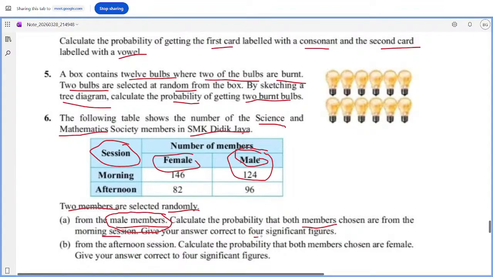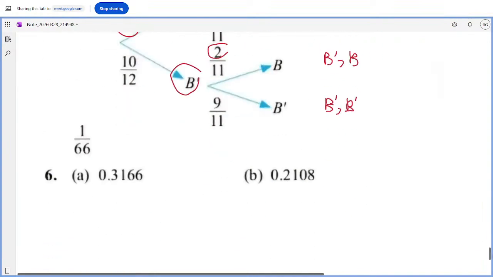Remember, follow the question now, guys. 4 significant figures, must give to 4 SF. 4 SF means 4 digits over here. Follow the question always.